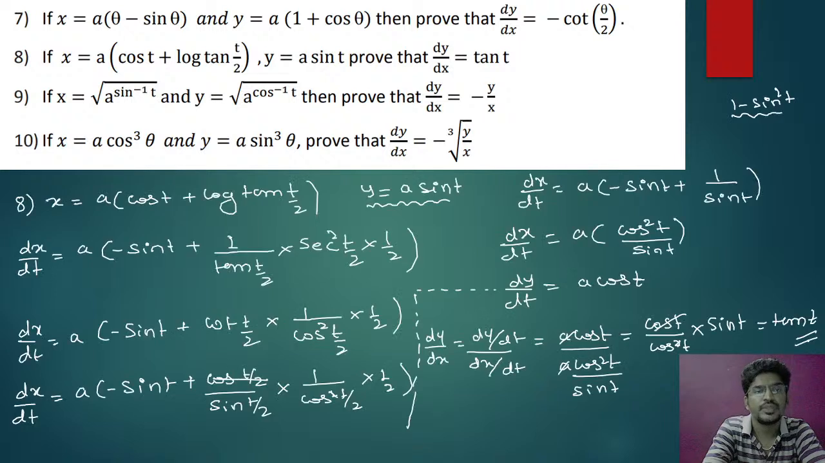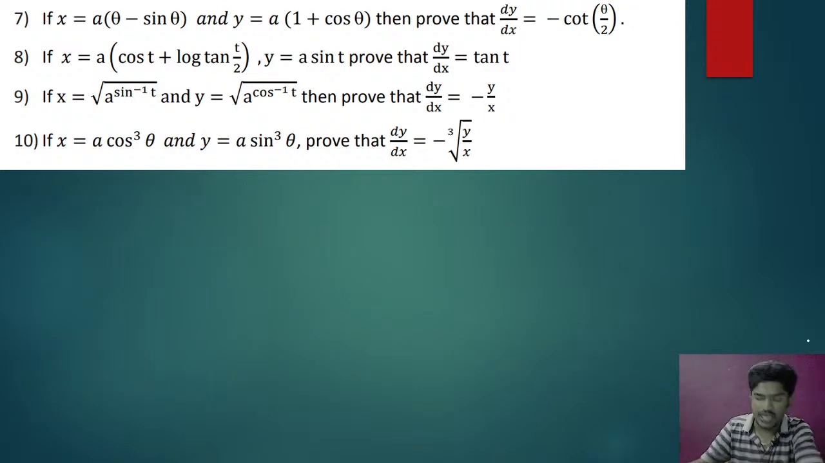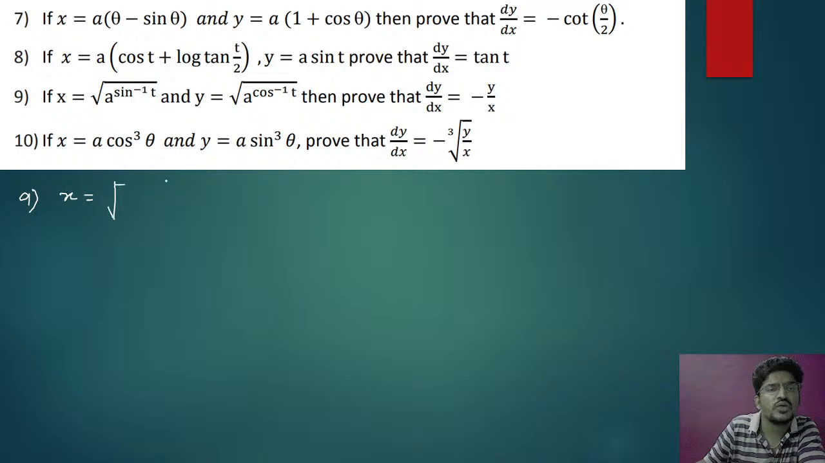Okay. So now I will go for the ninth problem. X is equal to square root of a to the power of sin inverse t. Y will be equal to square root of a to the power of cos inverse t. Now you can just see that I will multiply both of these by multiplication.